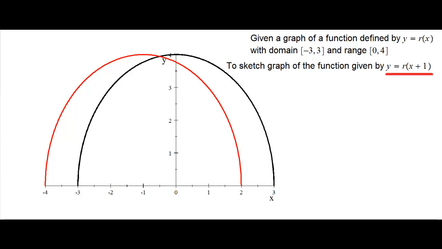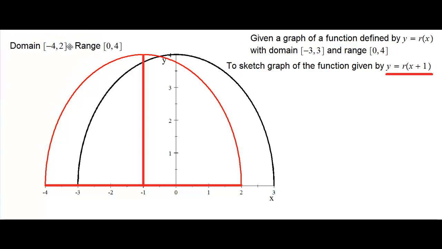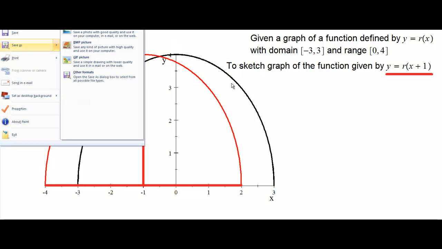Look at this transformation, and again you will notice that for the transformed function, the domain is the closed interval from -4 to 2, and the range still stays from 0 to 4. So the domain of the transformed function is -4 to 2, and the range is from 0 to 4. Now we will look at some other transformations.